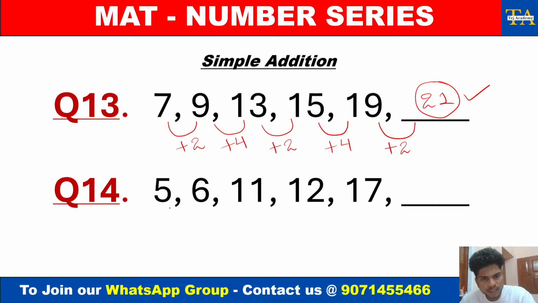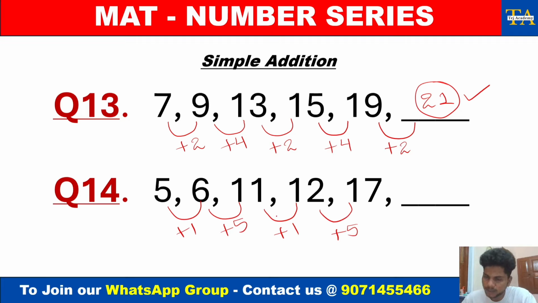So if you observe here, 5 plus 1 is 6 and 6 plus 5 is 11 and 11 plus 1 is 12 and 12 plus 5 is equal to 17. So if you observe here, it is plus 1 plus 5 plus 1 plus 5. So next we have to add plus 1 to the 17. So 17 plus 1 is equal to 18. So our next number in the series is 18.